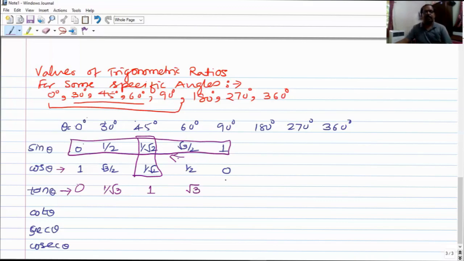And finally for tan 90, it is sine 90 by cos 90, which is 1 upon 0. So can you tell me students, what is 1 upon 0? Can you recall? Is it 0? No, it's not 0. So you can keep in mind that whenever a number is divided by 0, the result is not a defined number.